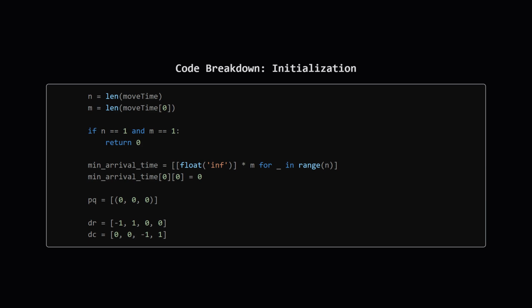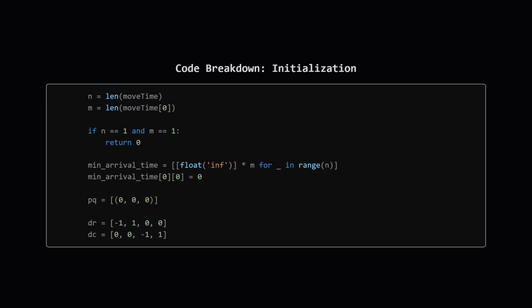If the grid is just 1 by 1, we're already at the destination, so time taken is 0. Then, we create a 2D list called min_arrival_time. This will store the earliest time we've found so far to reach each room. We initialize all these times to infinity, basically saying we haven't found a path yet. But for our starting room, 0,0, we set its arrival time to 0, because that's when we begin.